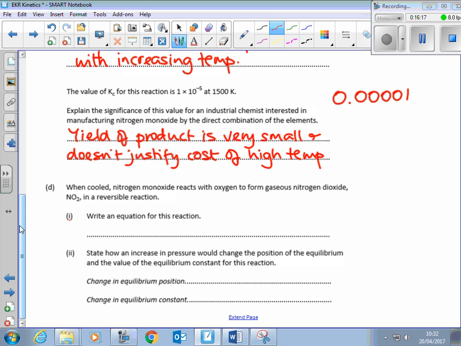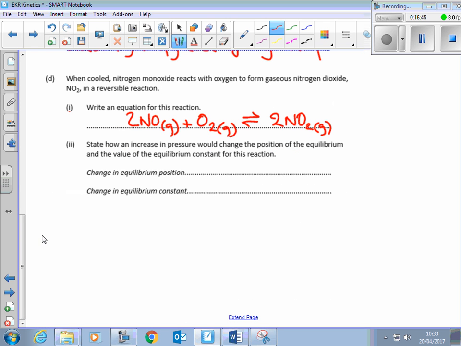Nitrogen monoxide then, have we got an equation for this? We need 2NO, and we can have an O2 gas. That's going to give us 2NO2 gas. All right, so the questions that go with this then. State how an increase in pressure would change the position of the equilibrium and the value of the equilibrium constant for this reaction.